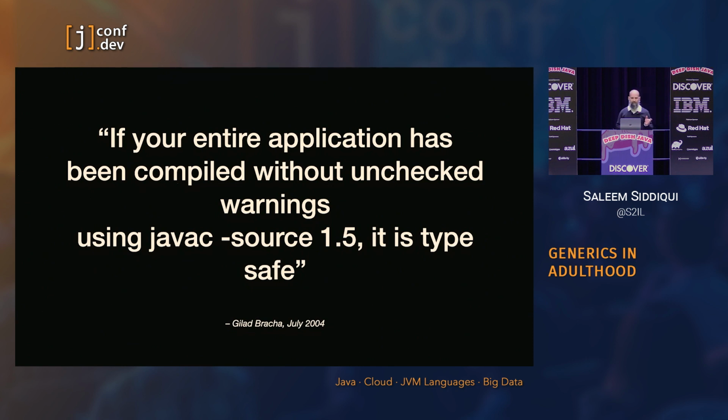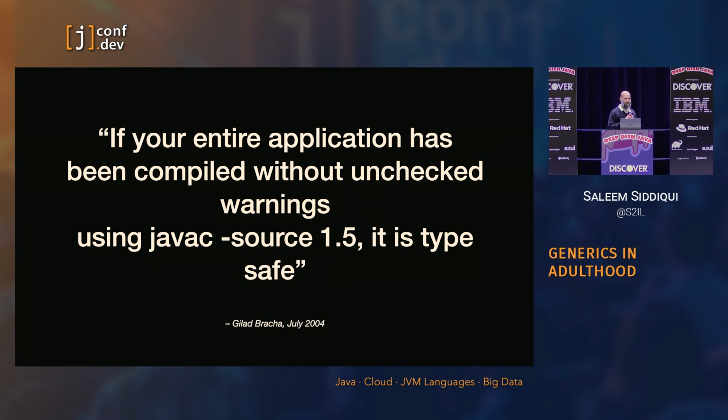So this is from Gilad Bracha's original paper in July 2004 that he wrote about generics. Very, very readable one, and I definitely recommend all of you should, frankly, bookmark it and read it periodically. It's a very good paper on generics in Java. There's this line in it: if your entire application has been compiled without unchecked warnings using Java source 1.5, recent as of then, but I would imagine you could go at least as far back as 7 today, it is type safe. That's a direct quote from that paper.